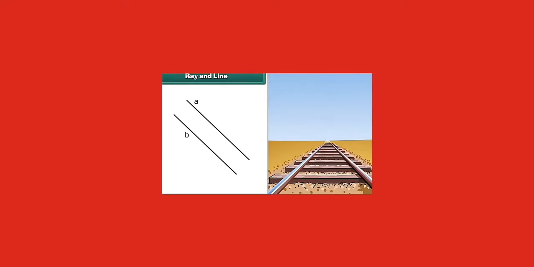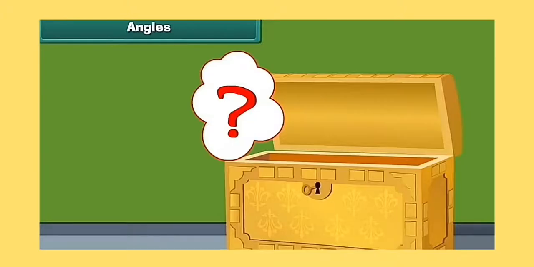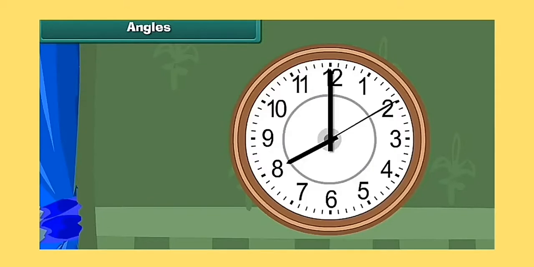Today, we shall see our next topic. So, in today's session, we shall study what are angles. Look at this box. What figure does it make? Do you see that it forms an angle? Look at the minute hand and hour hand in the clock. They also form an angle. You see?